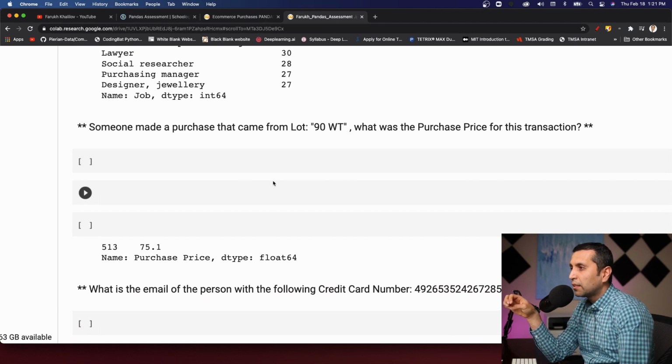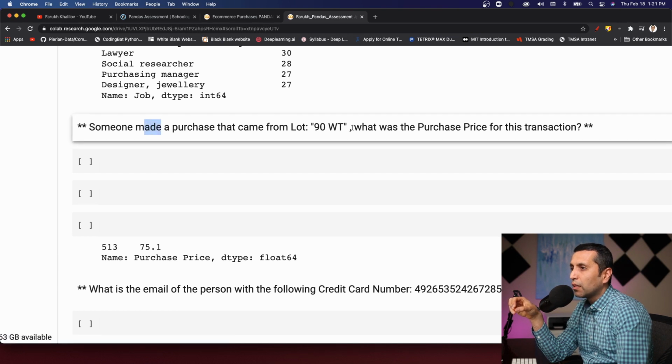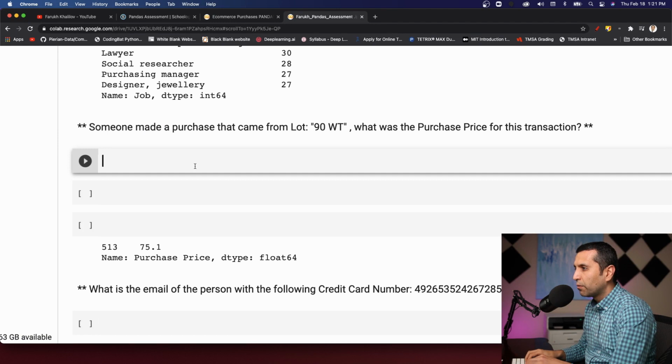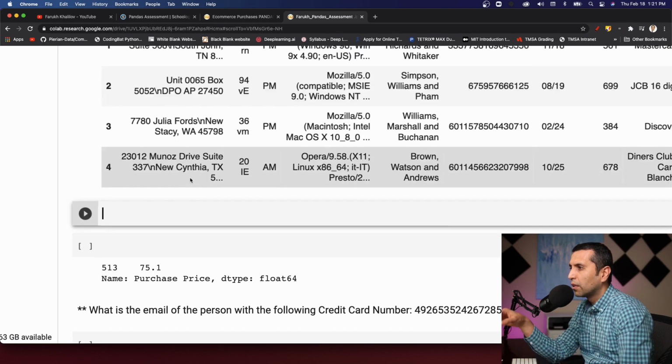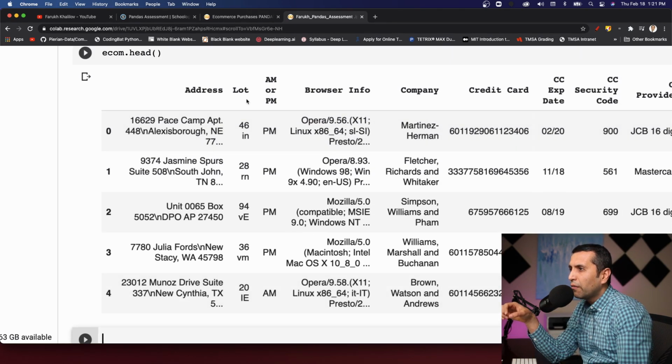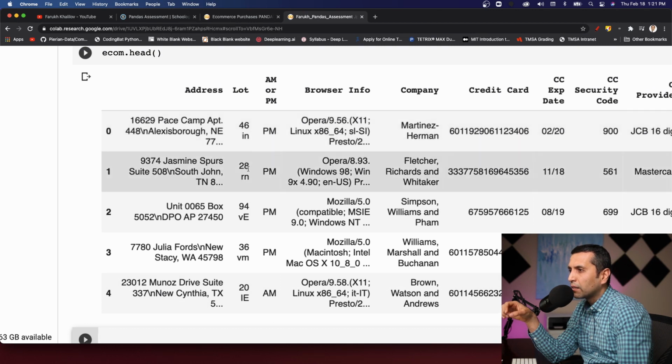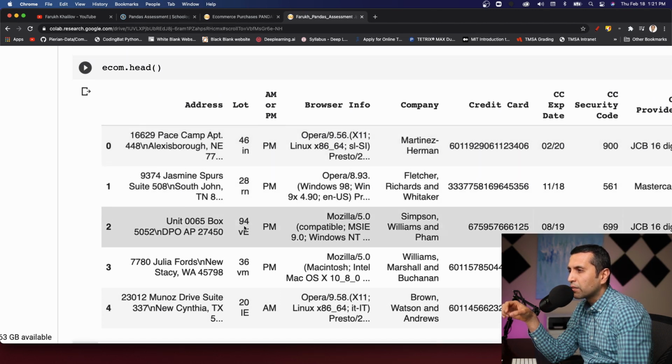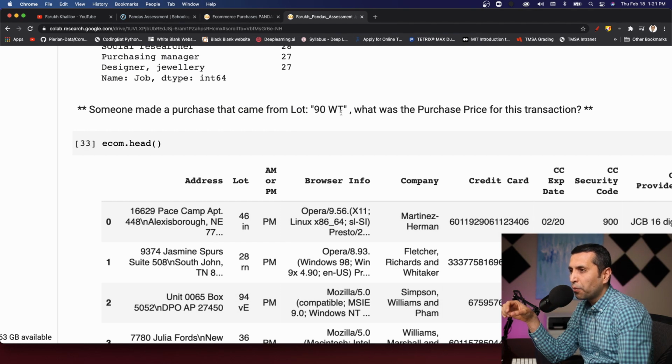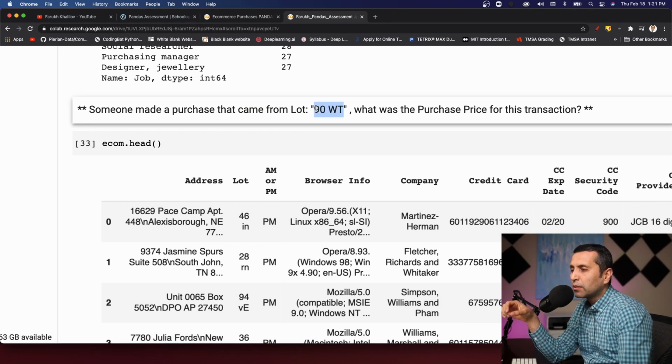Okay, so there is another question. There is one person who bought a lot 90WT. So let me go ahead and pull it out. I will say ecom head because I just want to figure out what the lot stands for. I have the second column, it says lot. So that is 46 IN, 28 RN, and so on. So I need to find the person who bought this 90WT.